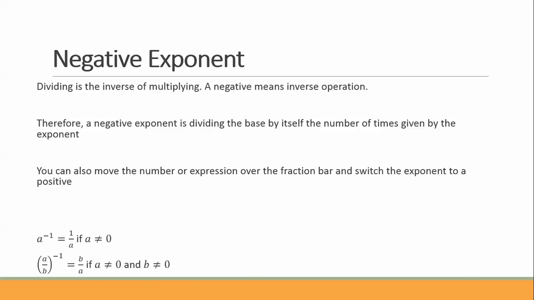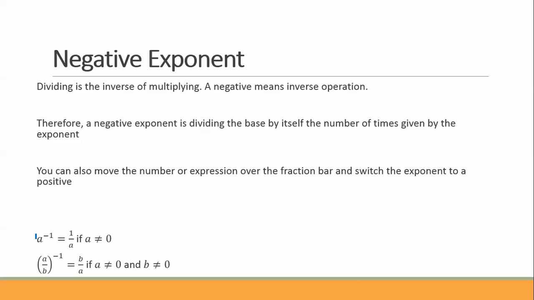Negative exponents: dividing is an inverse of multiplying, and negative means an inverse operation. Therefore, a negative exponent is dividing by the base the number of times given by the exponent. Or you can also just move the number or expression over the fraction bar and switch the exponent to positive.